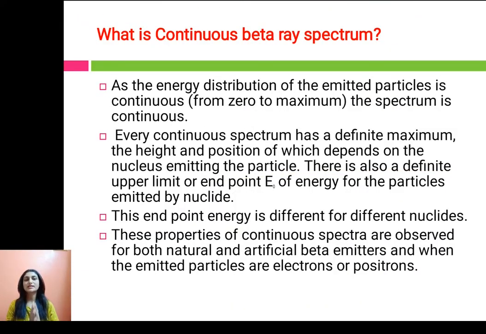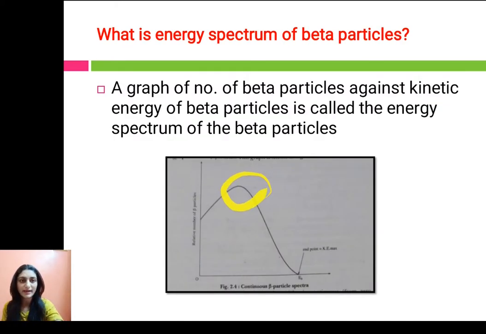Now, what is continuous beta ray spectrum? As the energy distribution of the emitted particles is continuous, in the sense energy can take any value from 0 to maximum, the spectrum which we get, that spectrum also we call as a continuous spectrum. When we talk about a continuous spectrum, every continuous spectrum has a definite maximum. So, here you can see that this is the maximum.